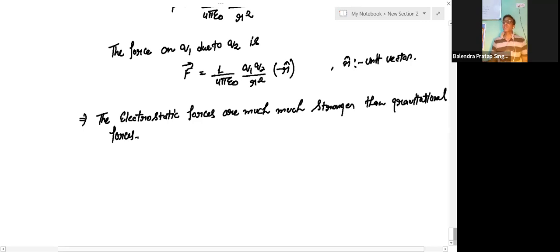And the ratio depends on it, if you are taking one electron and another electron, it is almost up to 10 raised to the power 40 times more powerful. It depends also on what kind of charges you are taking. I will do a calculation for these two charges.